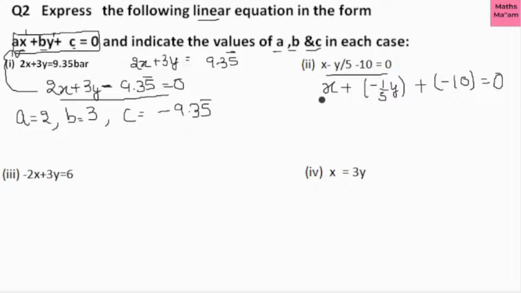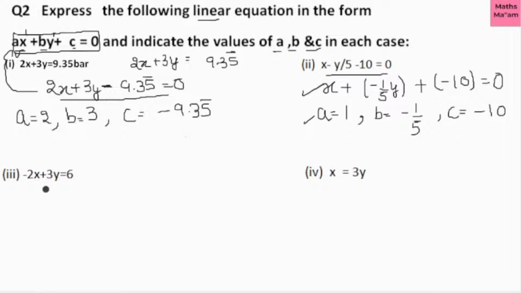Now we can say that here a is 1. The coefficient of x is 1. Coefficient of y is how much? Minus 1 by 5, and the constant term is minus 10. Like this we have to do every question, right?